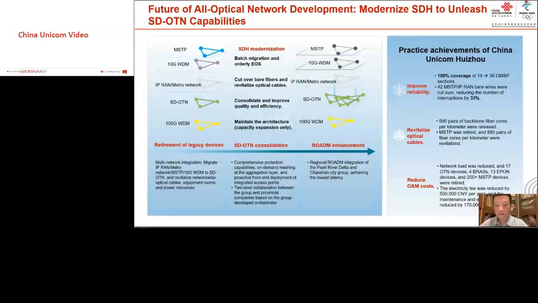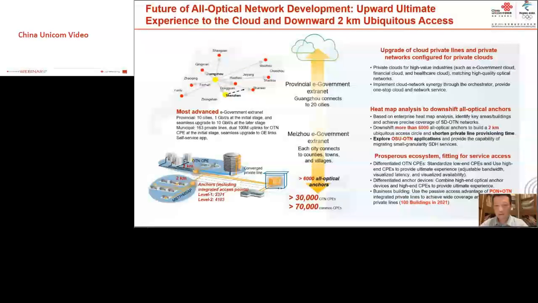In the future, we will promote it in the whole province and expand OTN coverage and realize SDH modernization. The second consideration for the development of all-optical network is to continue to optimize the service network, implement optimal user experience in the cloud, and provide ubiquitous access to 2 kilometers down to further build an all-optical network. It includes the following 3 parts.